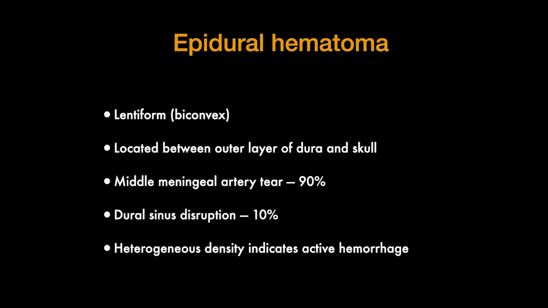Okay, so the first thing we reach underneath the skull is the epidural hematoma. These are typically lentiform. They're located between the outer layer of the dura and the skull, the calvarium. 90% are due to tears of the middle meningeal artery. 10% are due to dural sinus disruptions. If you see a heterogeneous density, it indicates active hemorrhage, so bright and dark areas of blood.